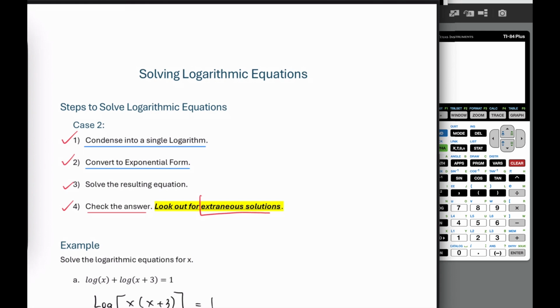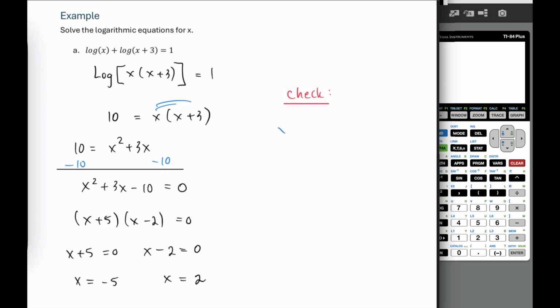Remember, logarithmic equations can sometimes generate extraneous solutions, so it's very important to check our answers, especially in logarithmic equations. So let's start by checking x is equal to negative 5, and when we check an answer, we want to check it back into the beginning equation, not in step 2. Sometimes an extraneous solution would work in the second step, but if it doesn't work in the first step, it's not actually a solution. So we'll take it all the way back to the beginning, log base 10 of x plus log base 10 of x plus 3 is equal to 1.